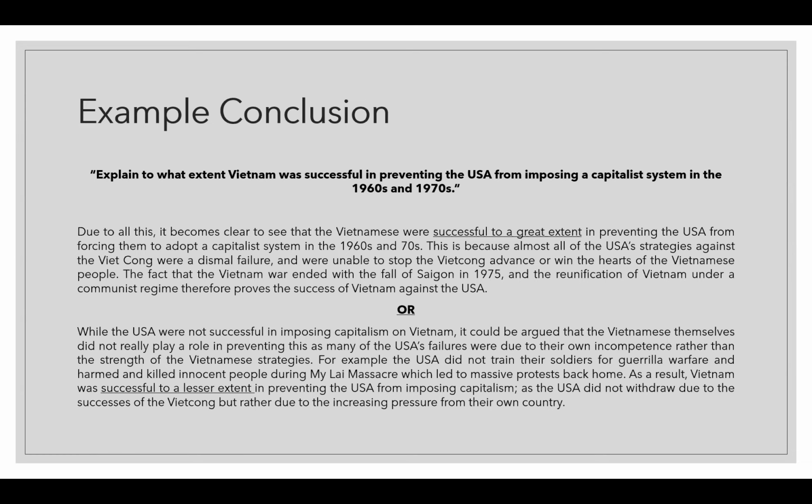If you had said to a lesser extent, the argument would look as follows. While the USA were not successful in imposing capitalism on Vietnam, it could be argued that the Vietnamese themselves did not really play a role in preventing this, as many of the USA failures were due to their own incompetence rather than the strength of the Vietnamese strategies. For example, the USA did not train their soldiers for guerrilla warfare and harmed and killed innocent people during the My Lai massacre, which led to massive protests back home. As a result, Vietnam was successful to a lesser extent in preventing the USA from imposing capitalism, as the USA did not withdraw due to the success of the Viet Cong, but rather due to the increasing pressure from their own country.